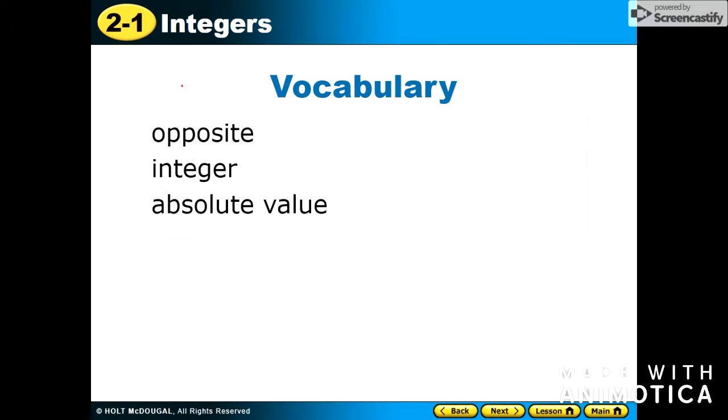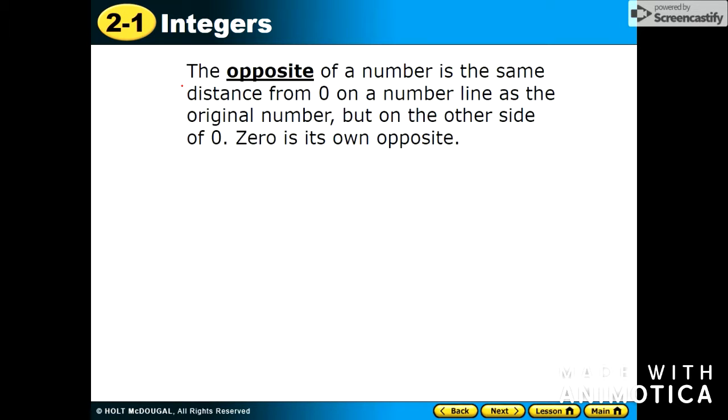A few of the vocab words today. I know you have a fourth listed, and we'll get there in just a second. We'll start with the opposite. So the opposite of a number is the same distance from 0 on a number line as the original number, but on the other side of 0. And 0 is its own opposite. That might be a little bit confusing, but basically it's the same distance away from 0. Okay, so write that on your sheet there.